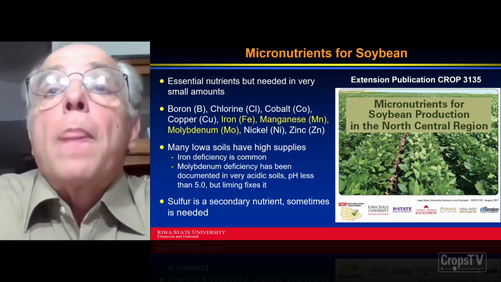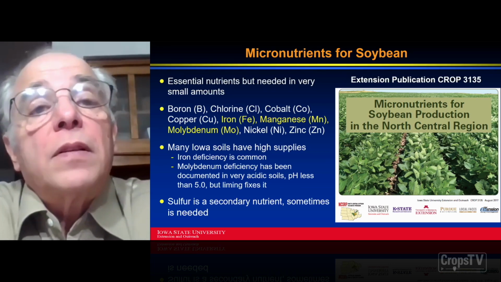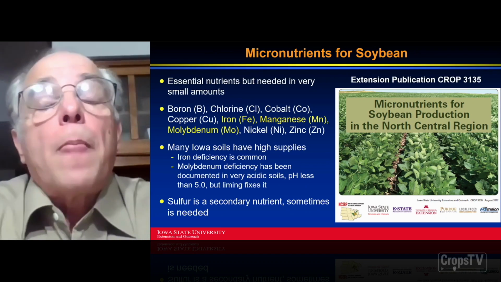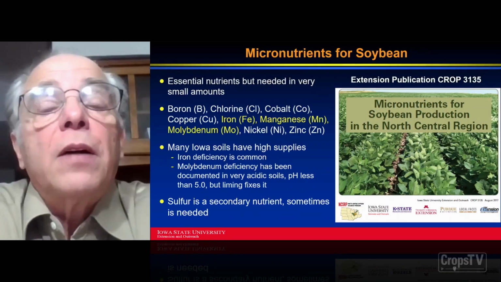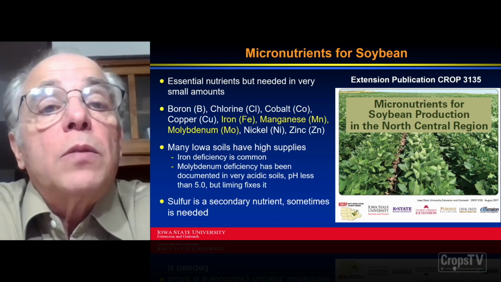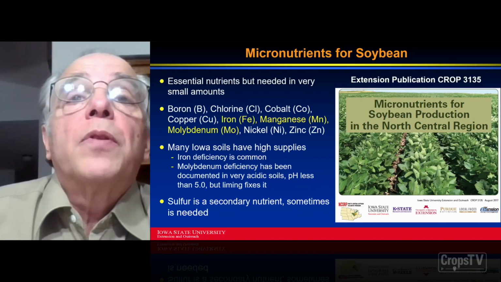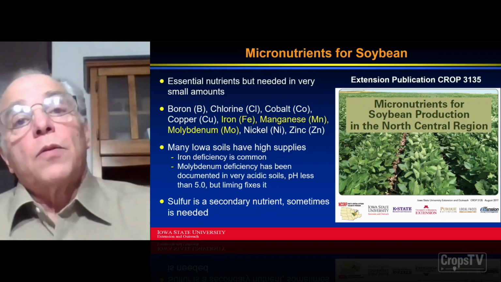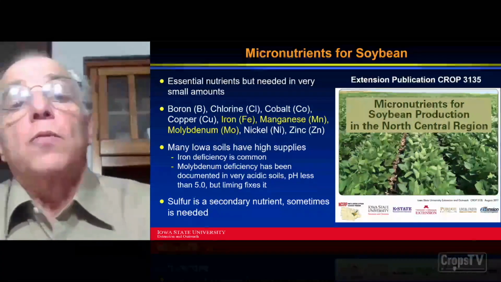I put here this publication. This was put together a couple of years ago, and it was a multi-state effort. Several states are listed at the bottom. We were together like 1.5 years to put this together. We have data, we have discussions for each micronutrient for soybean, and it was published by Iowa State. It is extension publication CROP 3135. This is very useful for micronutrients in soybean. It really says what we know, what we don't know, and some of the issues we have.